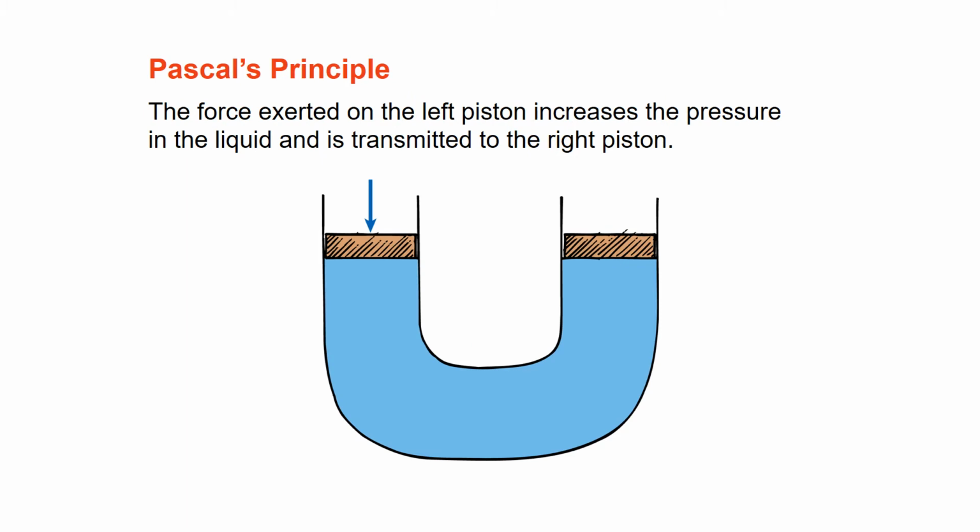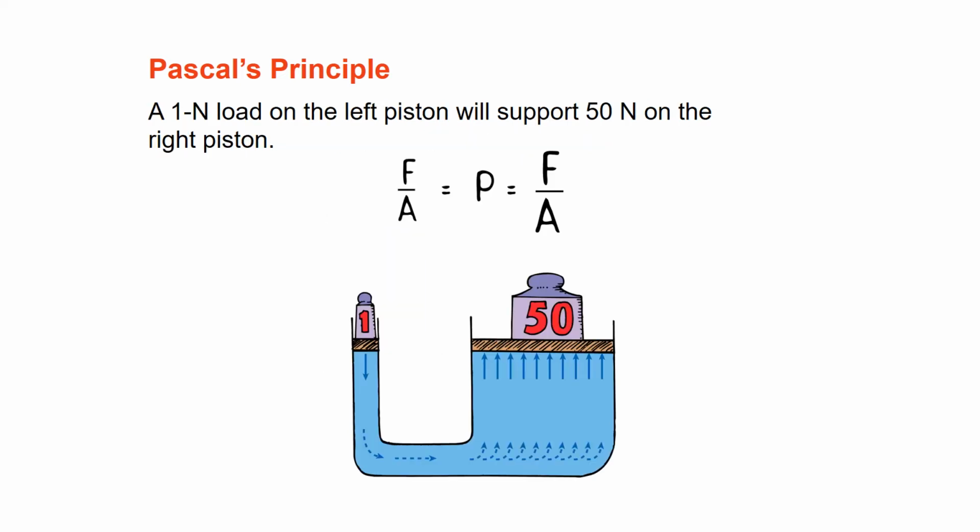So let us explain what happened in this U-shape in the next slide. The force exerted on the left piston increases pressure in the liquid and is transmitted to the right piston. Example: a 1 Newton load on the left piston will support 50 Newtons on the right piston. How come? In the next few slides, we will try to explain how this happens.